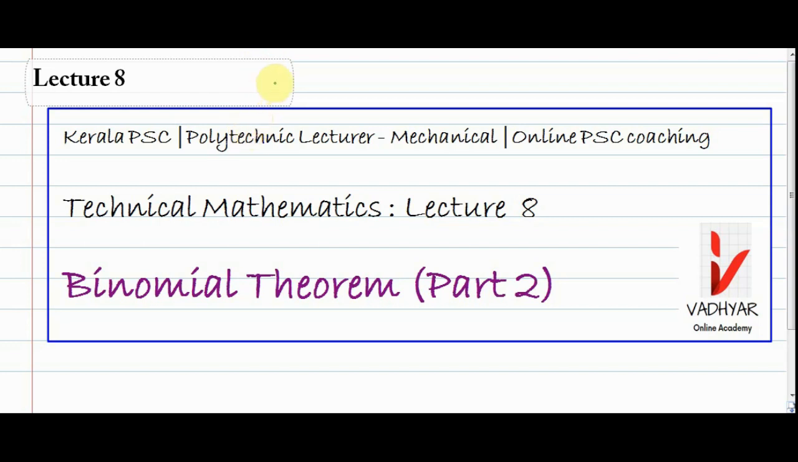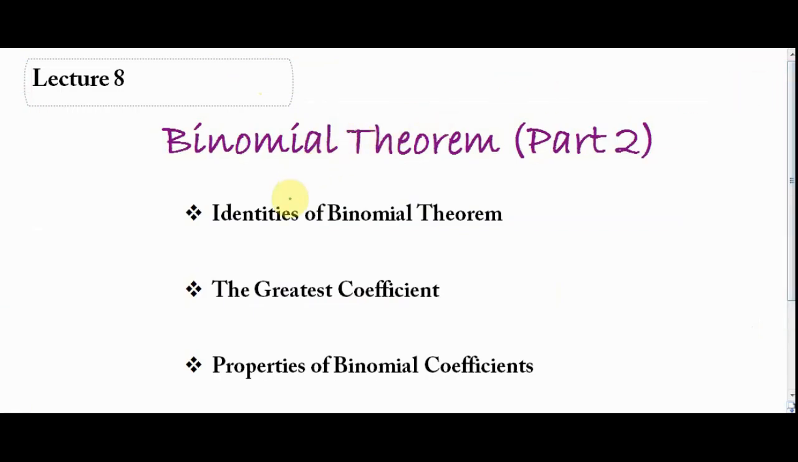In this video, we are going to continue with Binomial Theorem. This video is the second one related to Binomial Theorem. So if you haven't watched our first video on Binomial Theorem discussing basics, then I recommend you to watch Lecture 7, Binomial Theorem Part 1, and then come back to this video. In Lecture 7, we discussed basics of Binomial Theorem, and in this video, we will discuss identities of binomial theorem, the greatest coefficient, and properties of binomial coefficients.